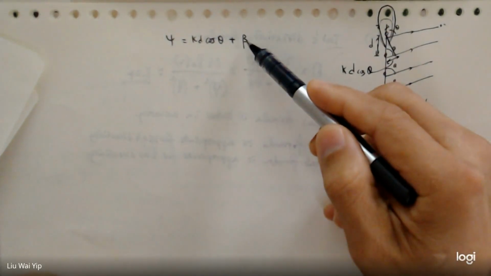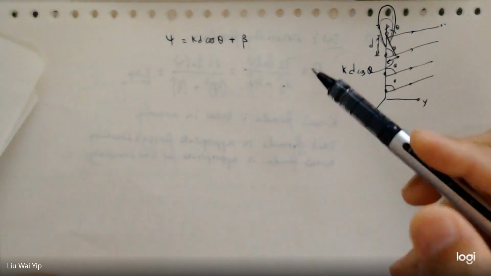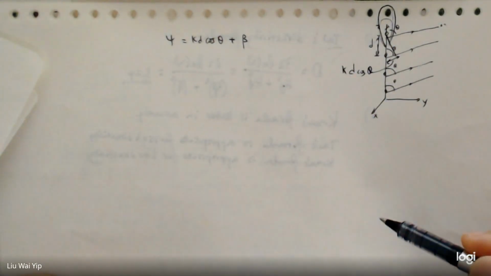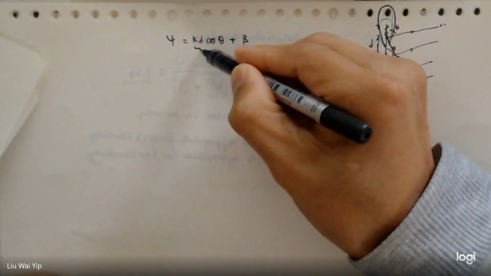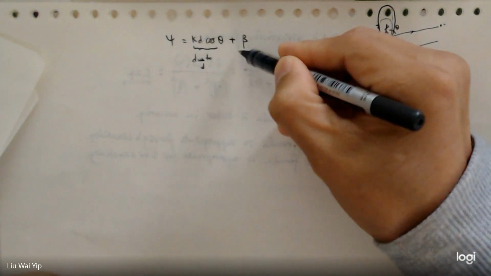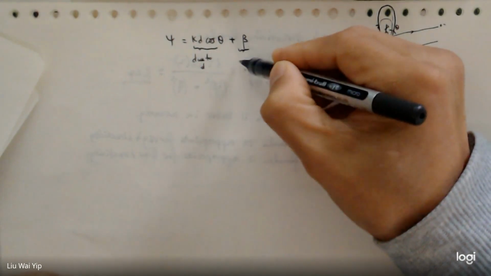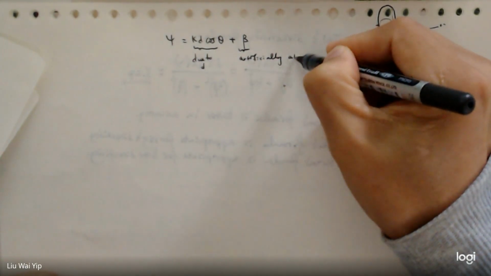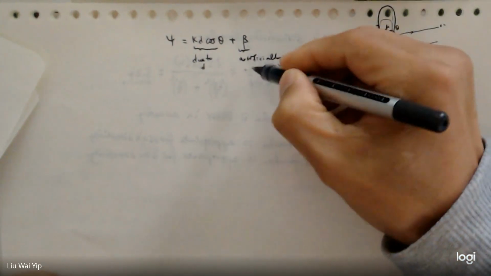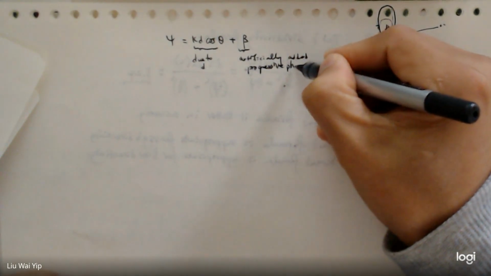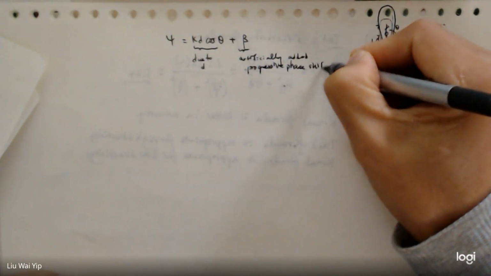Suppose the added phase difference is beta, which is also called the progressive phase. Then the total phase difference will become like this. This one is due to the physical distance d, and this one is due to the artificially added progressive phase.